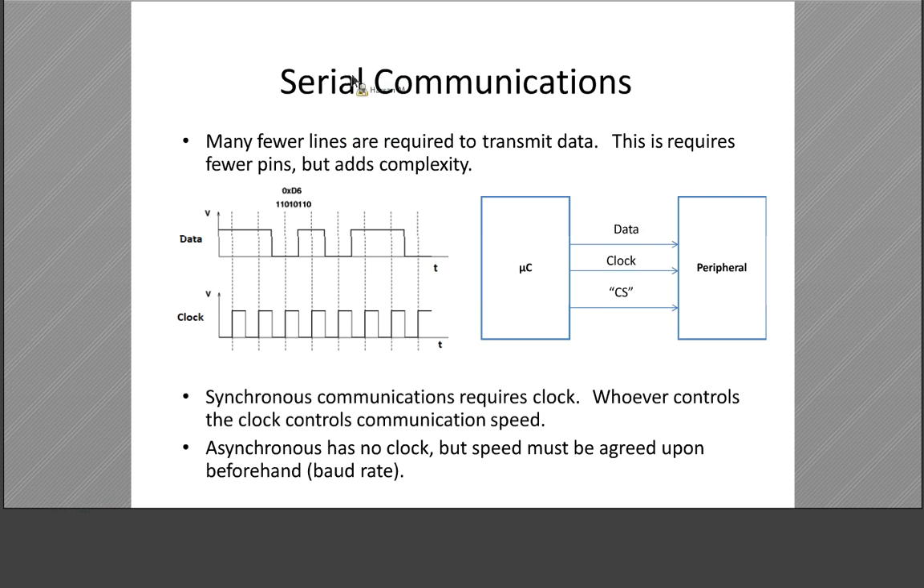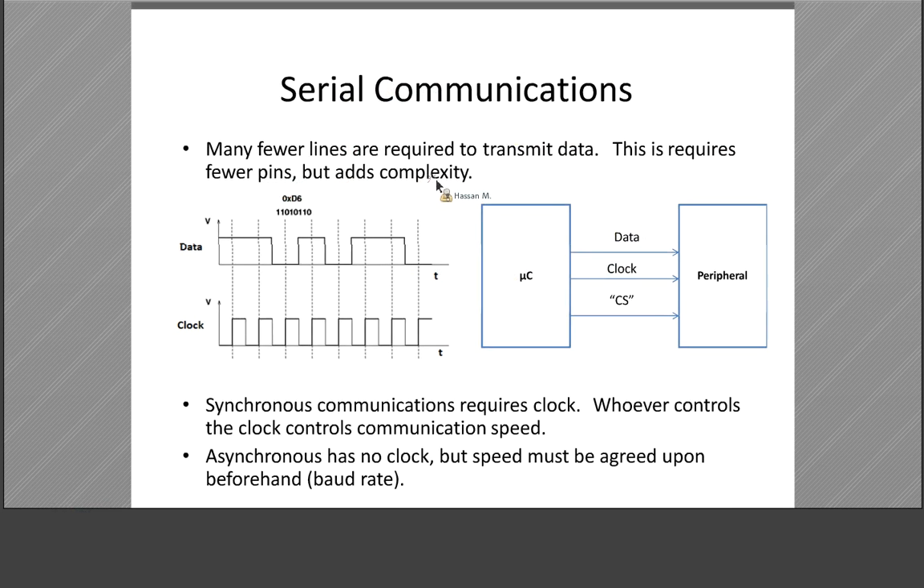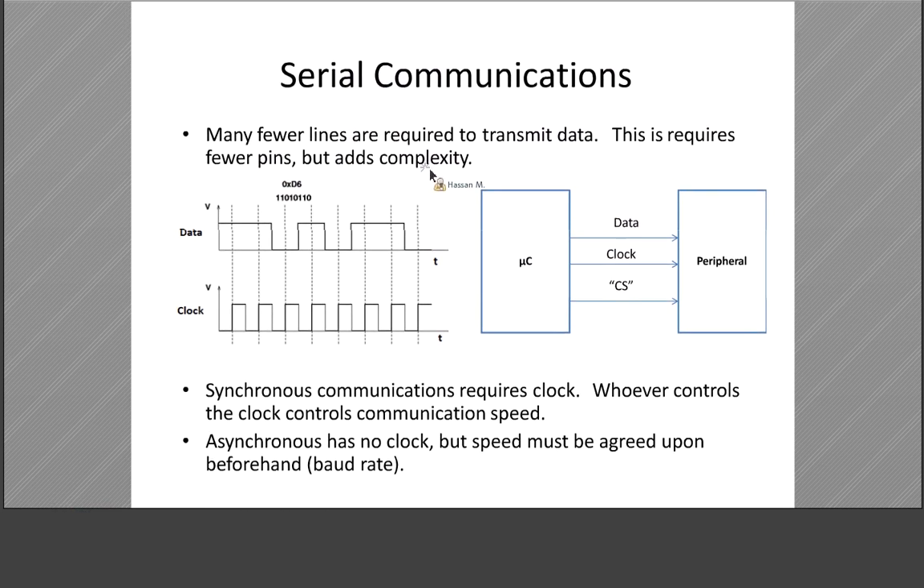Okay, this is the serial communication. Many fewer lines are required to transmit data. This requires fewer pins but adds complexity. Fewer lines and a trade-off between complexity and the line of the data bus.